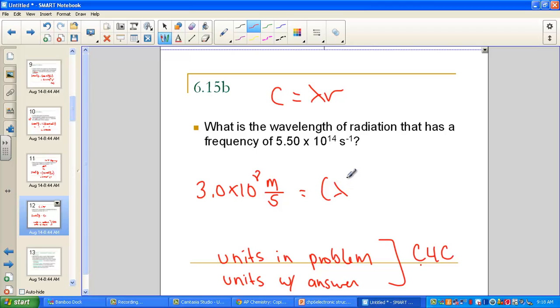Here we're looking for wavelength, when the frequency is given as 5.50 times 10 to the 14th per second. Simply divide our speed of light constant, 3E8, by 5.5 E14 for our frequency. Here we have quite a short wavelength. We have it as 5.45 times 10 to the -7th meters.